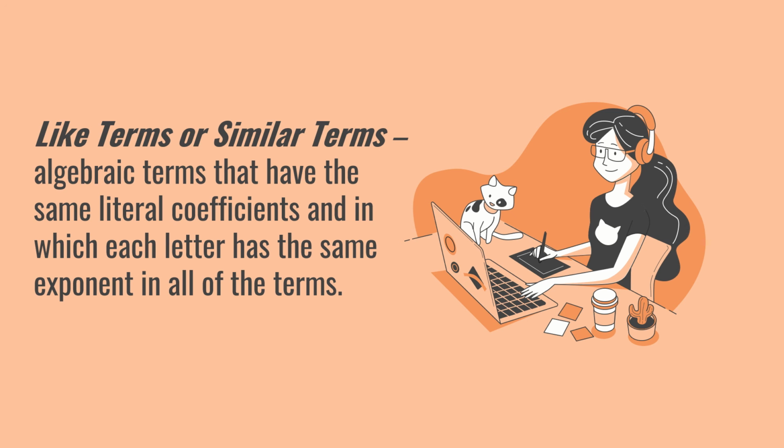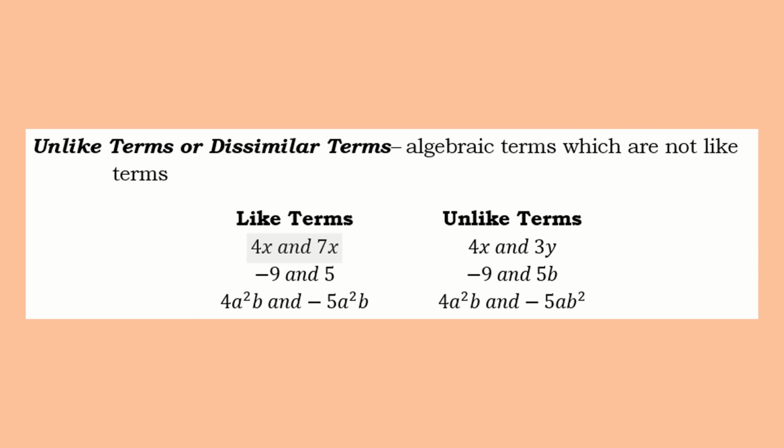So like terms or similar terms, algebraic terms that have same literal coefficient and in which latter has the same exponent in all the terms. So like terms and similar terms are very important, especially if we're going to use the operations, if we will add or subtract. So let's remember to look the terms na parehas sila para dali na lang nimo minus or a plus ang isa ka term. So if we have here unlike terms and dissimilar terms, algebraic terms which are not like terms.